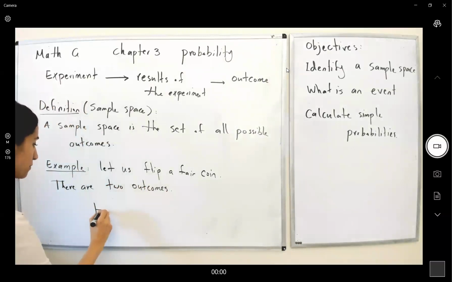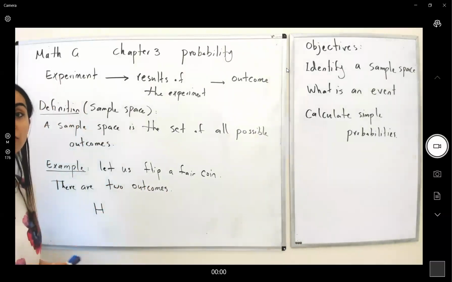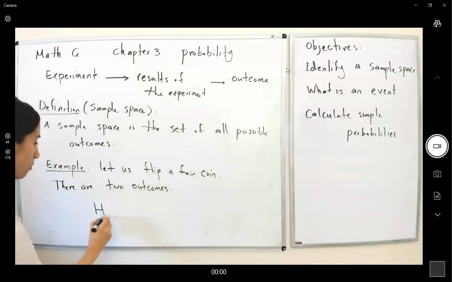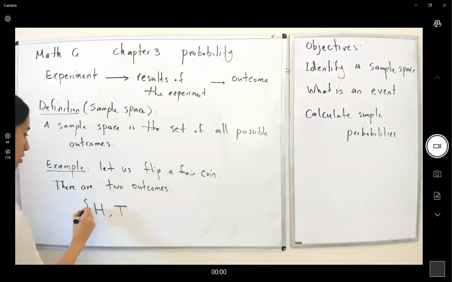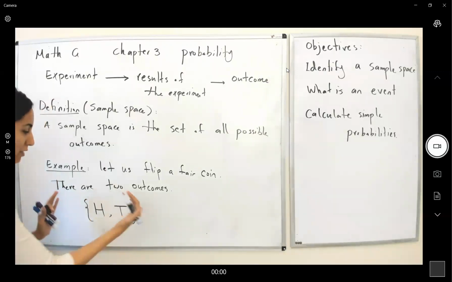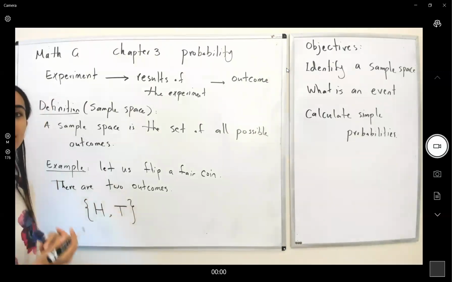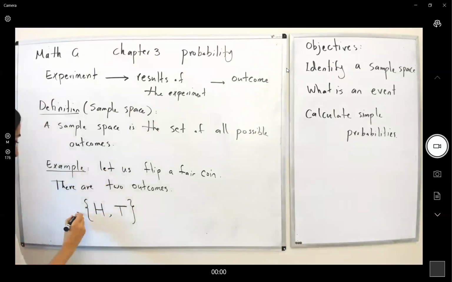So head is one of the outcomes. It's one of the results. Also, you might end up with the tail. You never know. So we have to put that in set notation, and we say that we have the sample space of this experiment.